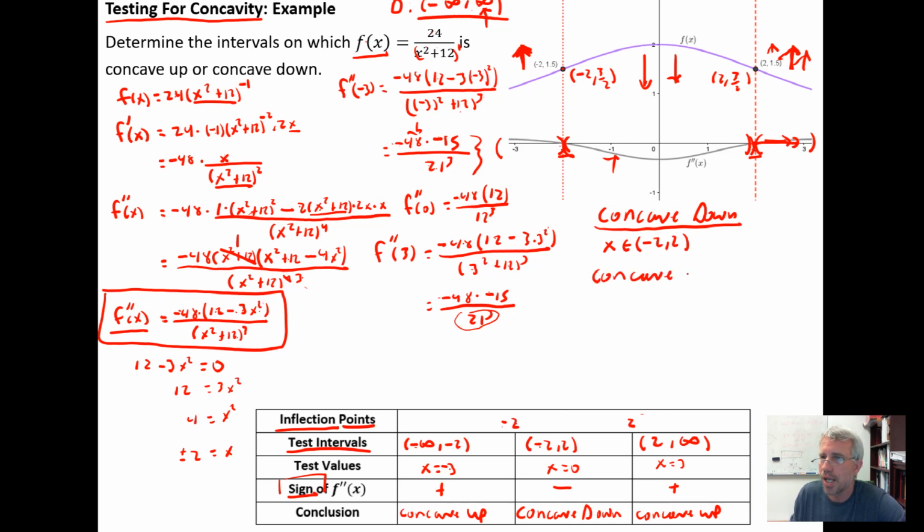And my graph is concave up when x is an element of the first open interval over which I was concave up, the interval from negative infinity to negative 2, using this right here, union the other interval over which I was concave up, which was the interval from 2 to infinity. So those are the open intervals over which my function is either concave up or concave down.